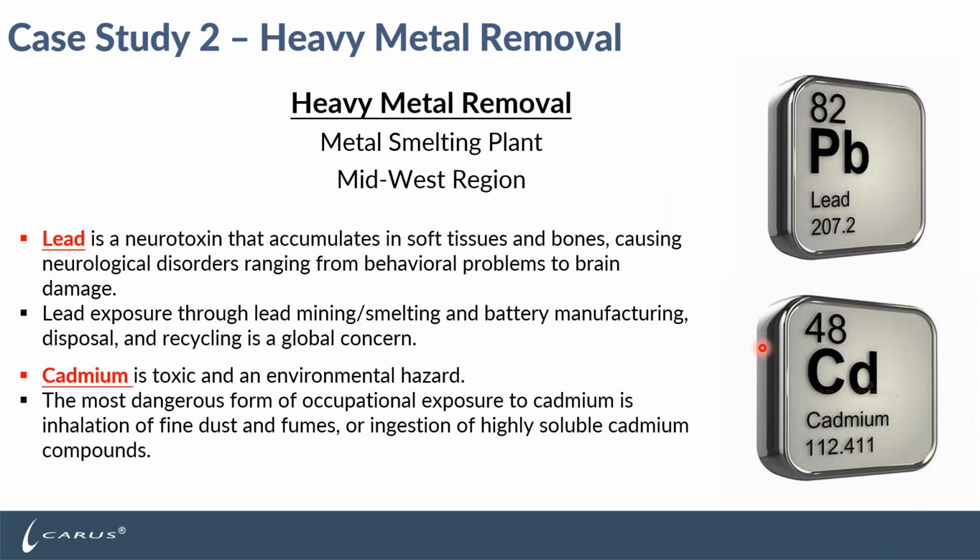So let's move on now to a second case study. This is based on work performed at a metal smelting plant in the Midwest. The removal of thallium was again a key priority here for permanganate treatment, but there were also concerns with other heavy metals like lead and cadmium. I'm sure most people are aware of the issues with lead toxicity. Lead exposure through mining, smelting, and battery manufacturing, disposal, and recycling is a global concern.